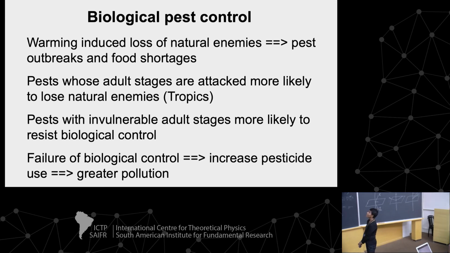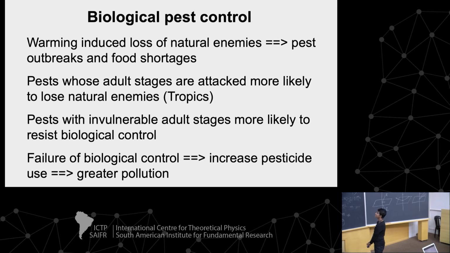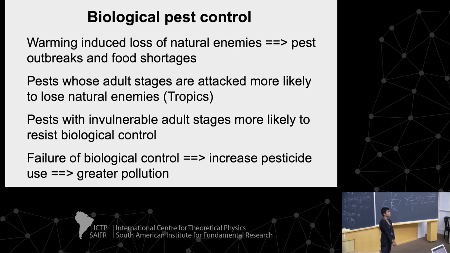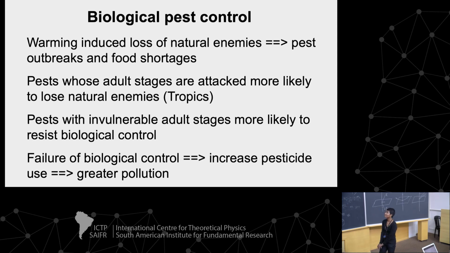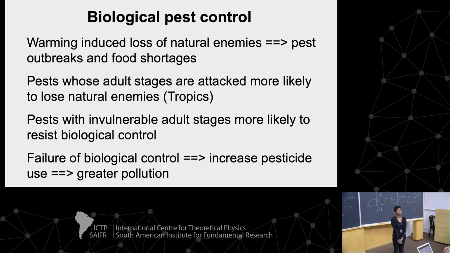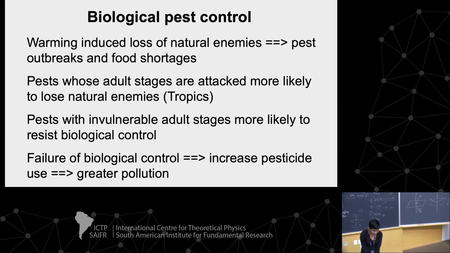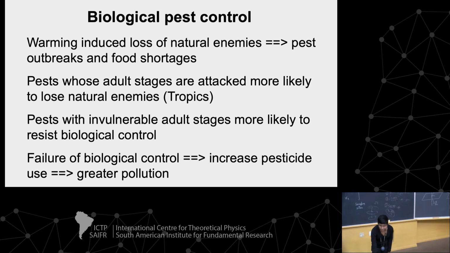We also find that pests with invulnerable adult stages are less likely to be impacted by warming, and are then more likely to resist biological control because they are better off under warming compared to their natural enemies. And lastly, most importantly, the failure of biological control means increased pesticide use, greater pollution, and a compounding of the existing environmental problems. So I'm going to stop here, which is right about time.